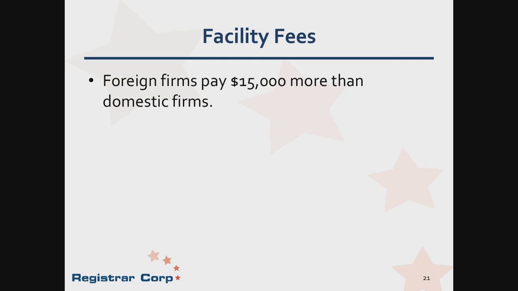GDUFA 2 specifies that the amount of the fee for a facility located outside the United States and its territories and possessions shall be $15,000 higher than the amount of the fee for a domestic facility. The basis for this differential is the extra cost incurred by conducting an inspection outside the United States and its territories and possessions.